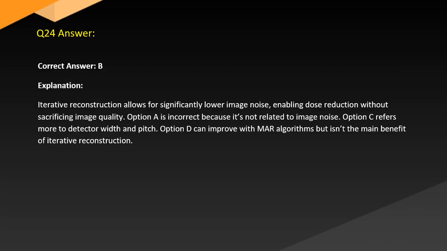Answer. Correct answer: B. Explanation. Iterative reconstruction allows for significantly lower image noise, enabling dose reduction without sacrificing image quality. Option A is incorrect because it's not related to image noise. Option C refers more to detector width and pitch. Option D can improve with MAR algorithms, but isn't the main benefit of iterative reconstruction.